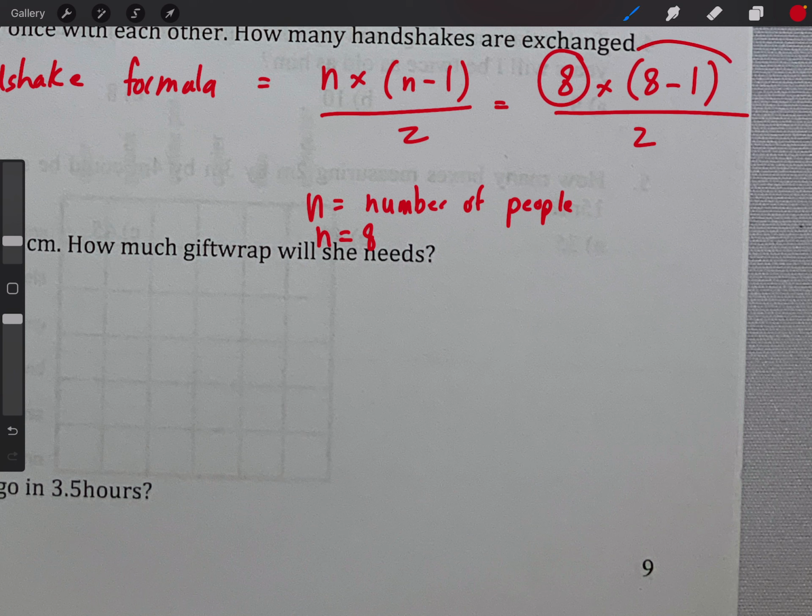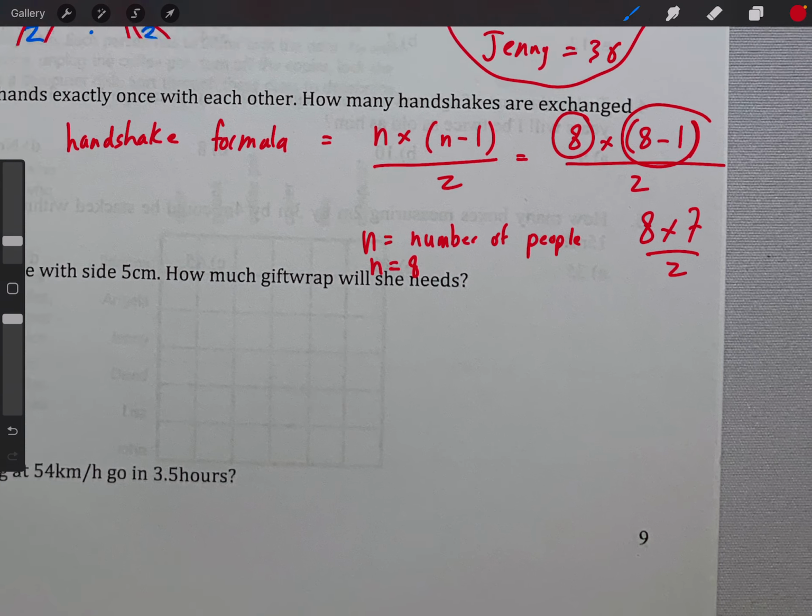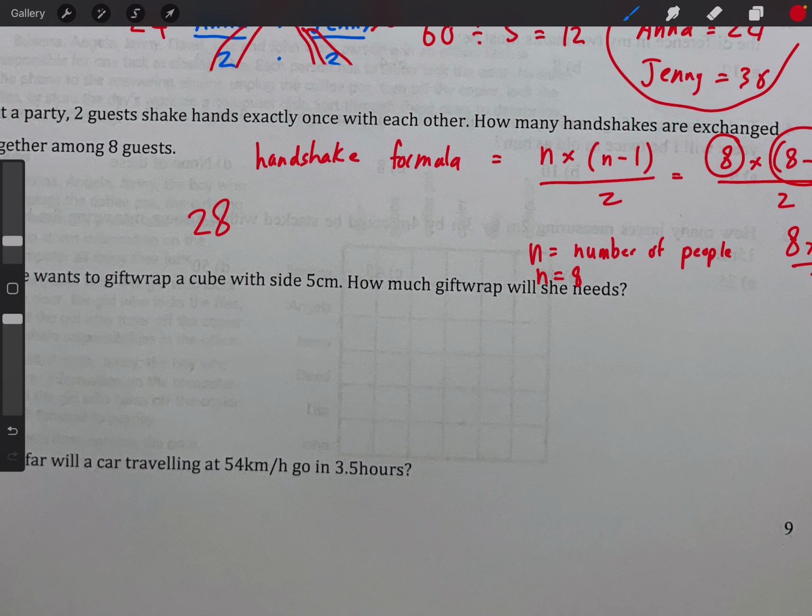So this is 8 times 7. So it's 8 times 7 divided by 2. 8 times 7 is 56. 56 divided by 2 is 28. There are 28 handshakes and you're done. So the answer is 28. Okay, use the formula. Handshake formula, use that.